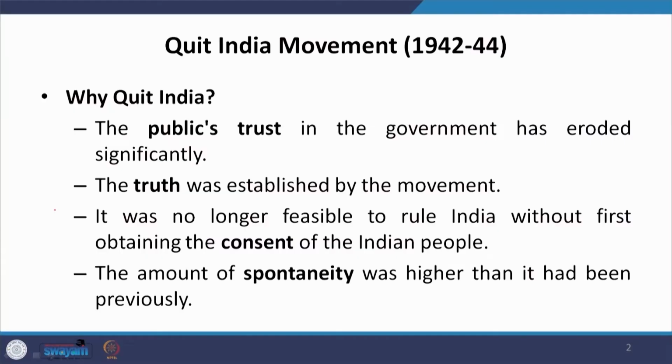So, when we talk about the Quit India movement that happened between 1942 and 1944, we need to ask why quit India? What were the propellants? The public's trust in the government had dwindled, it had eroded significantly over time. The truth about the real aims of the Raj was being exposed in front of the people. It was preceded the Quit India movement, and finally it was established by the Quit India movement. So, it was no longer feasible to rule India without obtaining the consent of the Indian people, and the amount of spontaneity that was observed in Quit India was much higher than it had been previously.